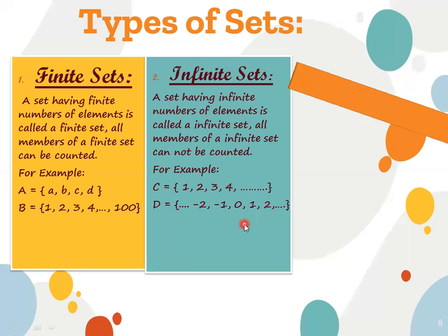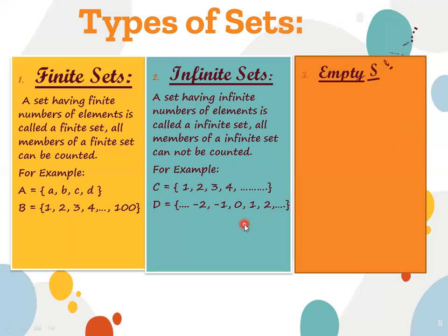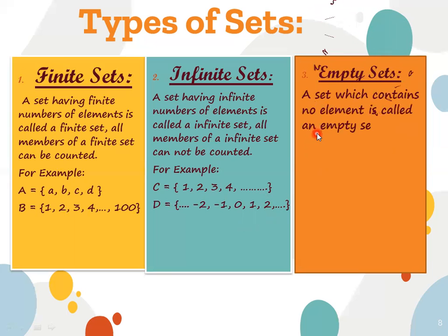Another type of set is the empty set. What is empty? Empty means khali, blank. A set which contains no element. If you have a set which contains no element, that set is called an empty set or a null set. You will say that the given set is an empty or null set if there is no member inside the set.